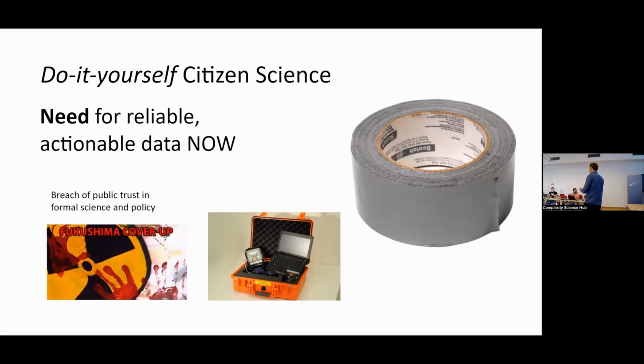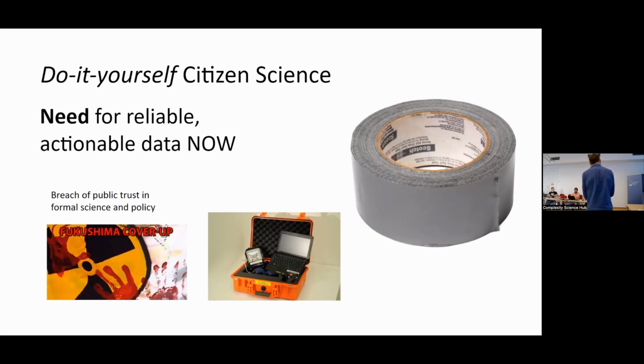And as I mentioned, because of a breach of public trust in formal science and policy, you have this strong cleavage in Japan between, let's say, the formal institutions with government, but also certain scientists, experts, TEPCO, which is the company that runs the Fukushima nuclear power plants. So those actors on one side, and then on the other, citizen groups. And it taps into a longer tradition of civic movements in Japan.